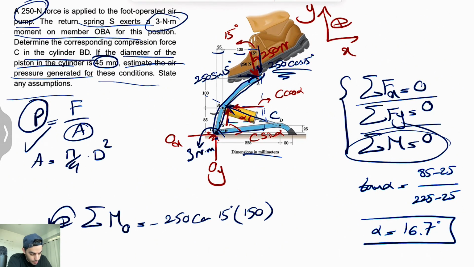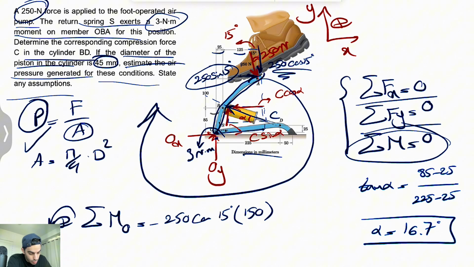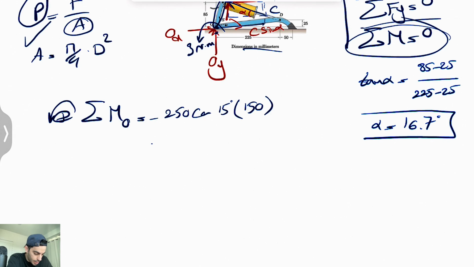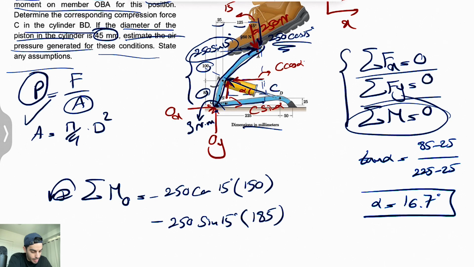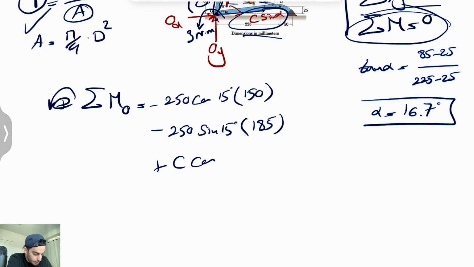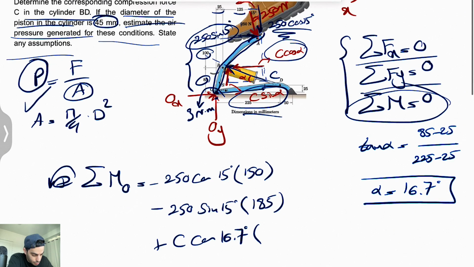We also have the moment of the horizontal component. This one also makes a clockwise moment. So another 250, this time sine of 15 degrees, and this time we need this distance, which is 100 plus 85, so 185. And we're going to have the moment of the force C. The horizontal component is counterclockwise, so positive, plus C cosine of the angle alpha, which was 16.7 degrees, and the distance would be this distance, which is 85.